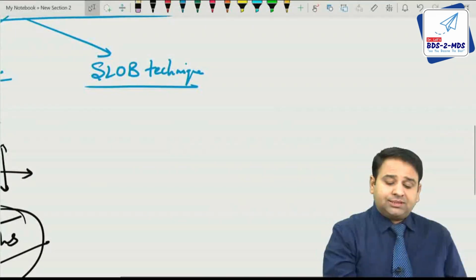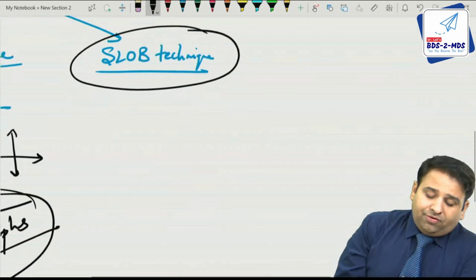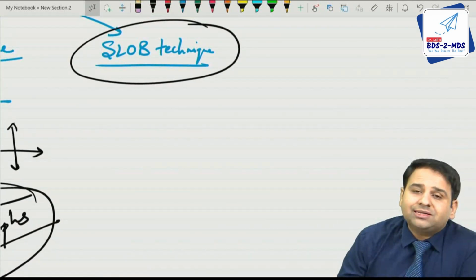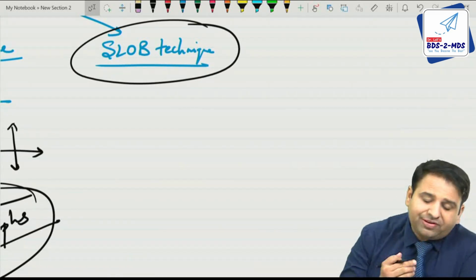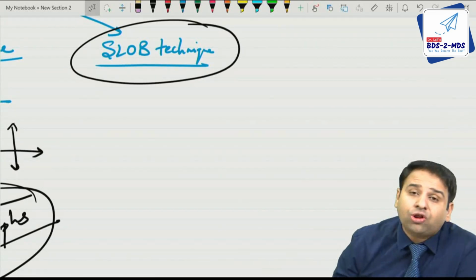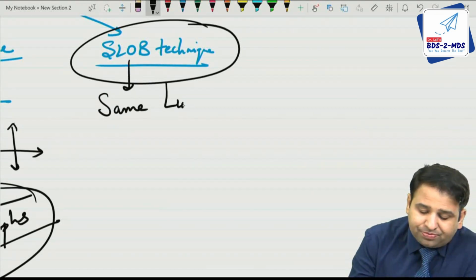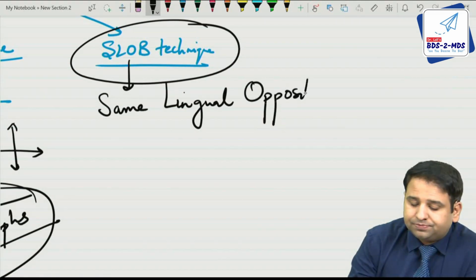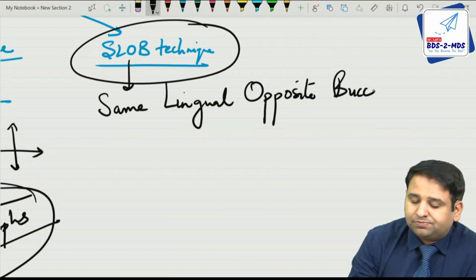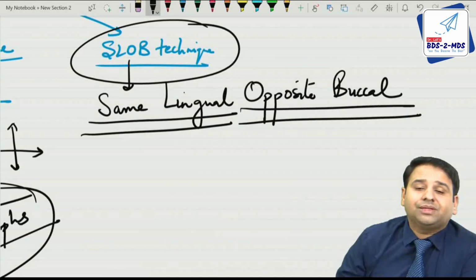Next we will talk about this SLOB technique, right? Starting with this SLOB technique, the first important thing is to know the different names of this technique, right? One we have already talked about, that is the SLOB technique. SLOB stands for Same Lingual, Opposite Buccal.